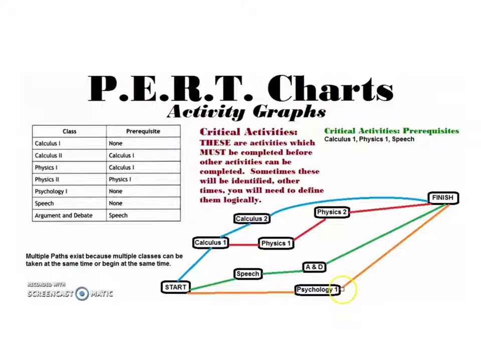Now, because psychology is flexible, we don't have to take it first semester. Psychology has no prerequisite, nor is it the prerequisite for anything else. So we can move psychology wherever we want to. In this case, here's just another look at how to operate this activity graph. I'm going to put Psychology 1 in the third semester, and so my first semester has 2 classes, second semester has 3, and then third semester has 2 classes, Physics 2 and Psychology 1.